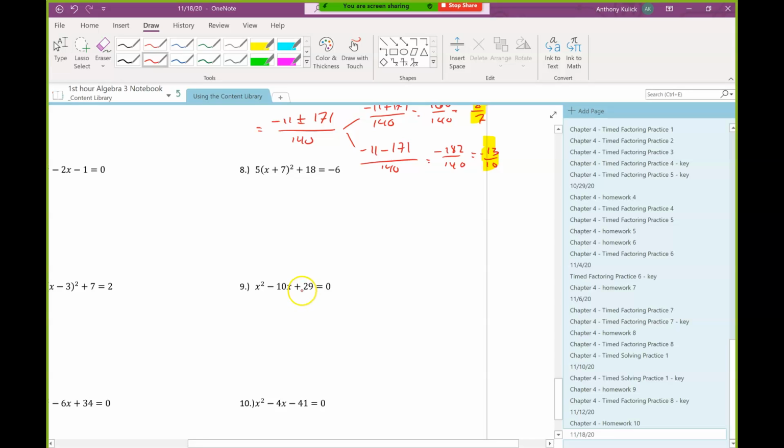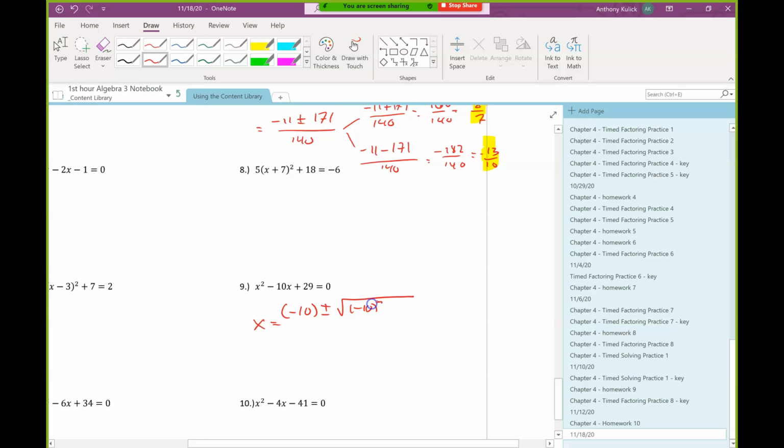So looking at number 9, this is again in standard form, so I would start by thinking about factoring or using the quadratic formula. Now this one is a good candidate for factoring because the leading coefficient is 1, so I could potentially be able to use a shortcut to do this. The problem is there aren't two numbers that multiply to give me 29 and add to give me negative 10. 29 is a prime number, so just 1 and 29 are the only two numbers that multiply to get there. So since factoring definitely isn't going to work, I'm going to do the quadratic formula again. I have no choice in this matter.